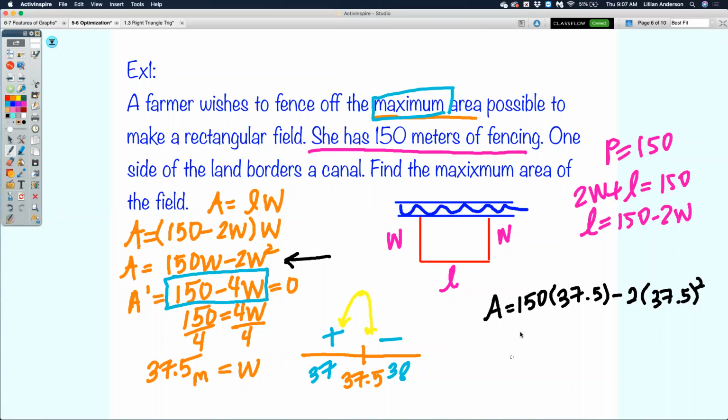So then our maximum area is going to be, say it again, 2,812.5. Struggling on my numbers today. And then of course we can't forget our units, which is meters squared.